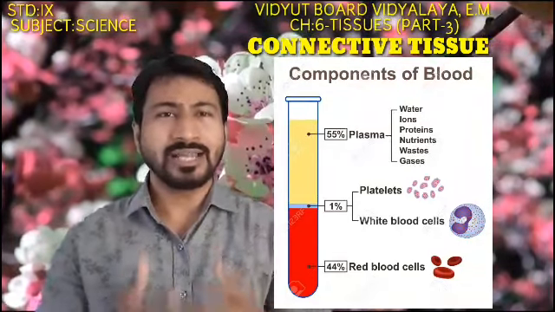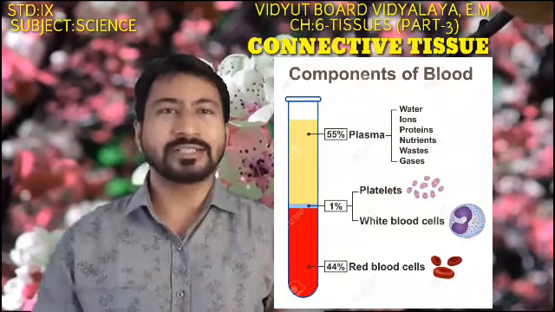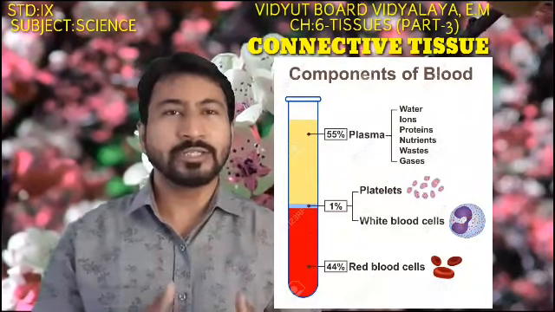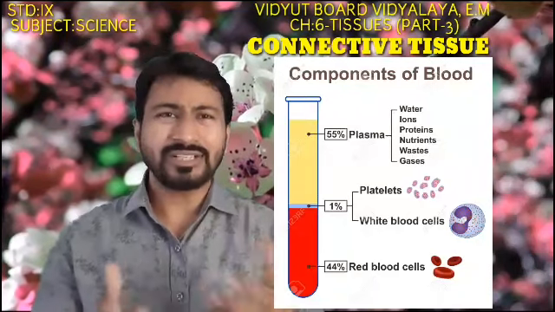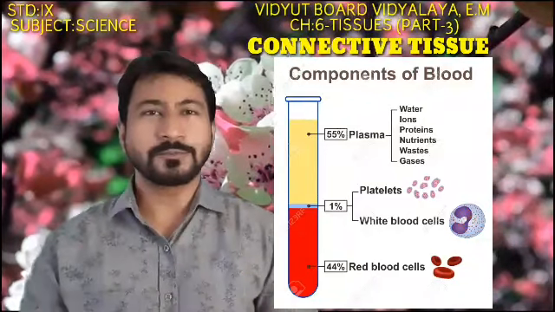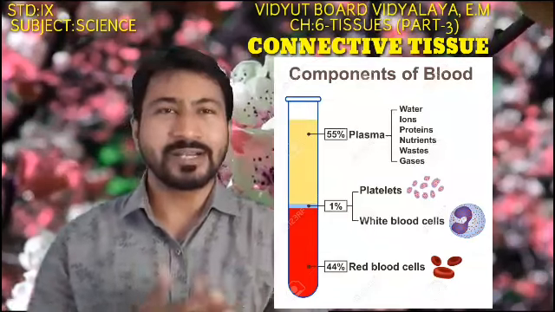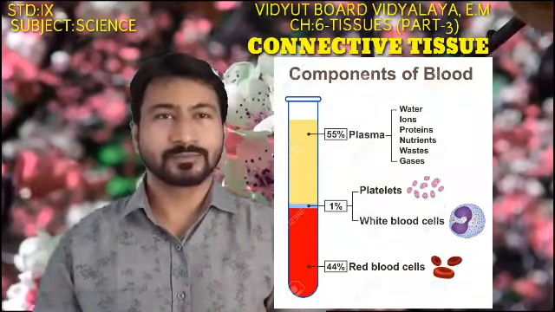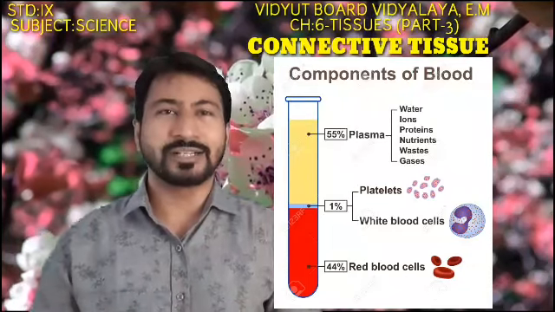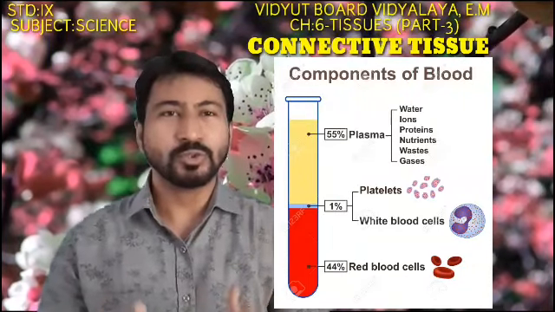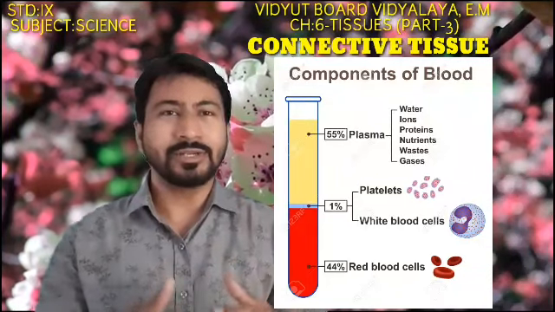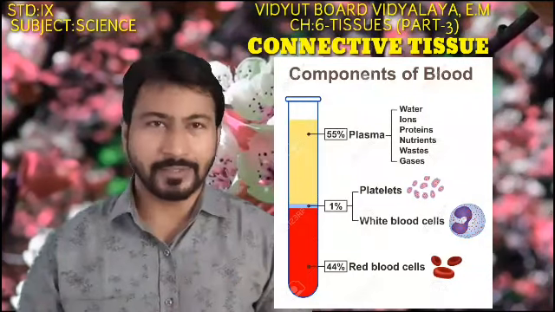Now what does blood do? Blood helps in the transport of various substances from one part of the body to the other part. What are these substances? These substances are the respiratory gases like O2 and CO2. Further, it also helps in the transport of the various nutrients and the hormones also. So let us go into the crux of the blood.